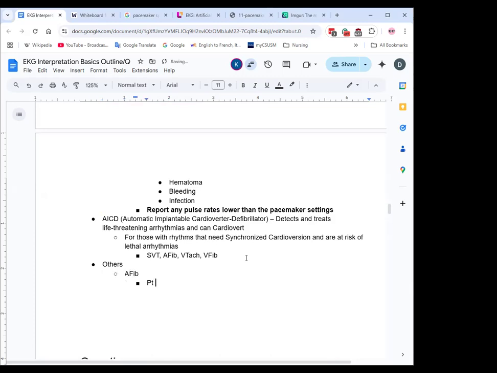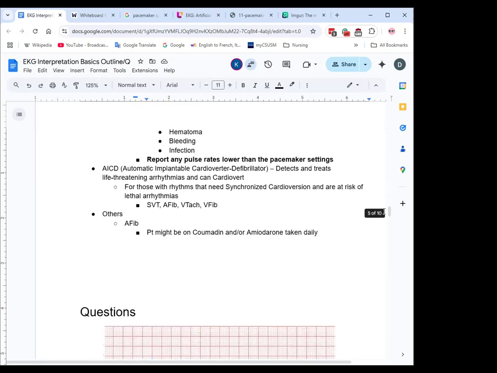So the patient might be on Coumadin, amiodarone taken daily. Although a lot of them now might be on, no, yeah, AICD is permanent. I think usually now they're no longer on Coumadin too often. They're on Eliquis usually now because it requires less monitoring. With Coumadin you have to get the blood labs, so the Eliquis you don't really have to, but it is more expensive.